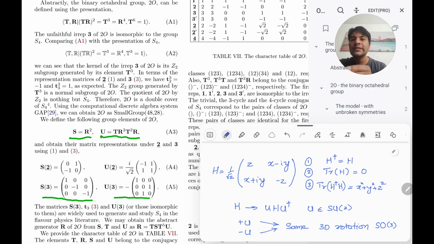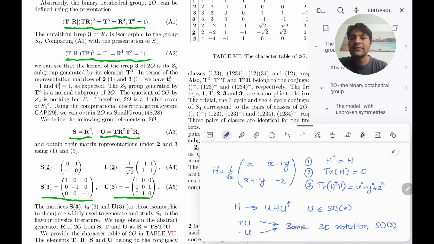We can also look at the presentation of group S4. Equation A2 here: TR squared equals T cubed equals R to the power 4, and all of them are equal to 1. So if we have generators like this, it would generate S4.